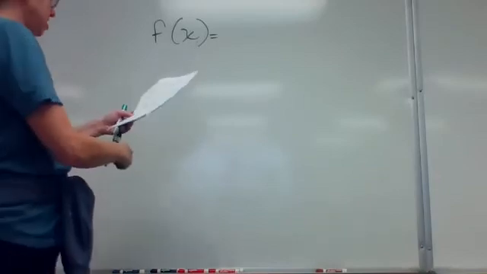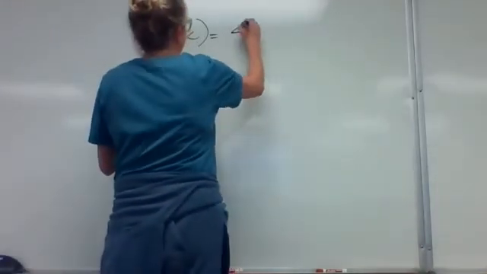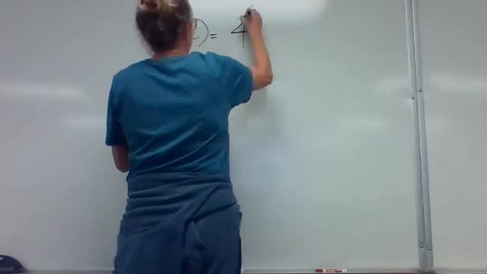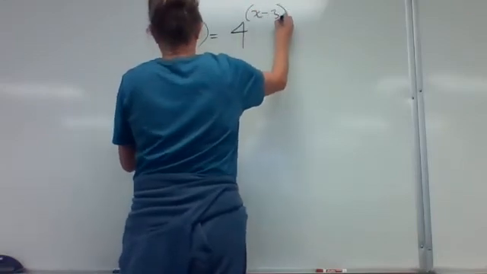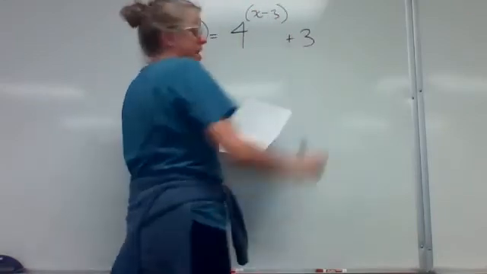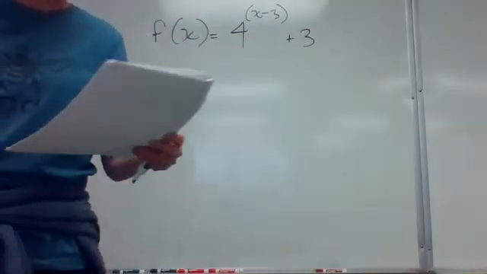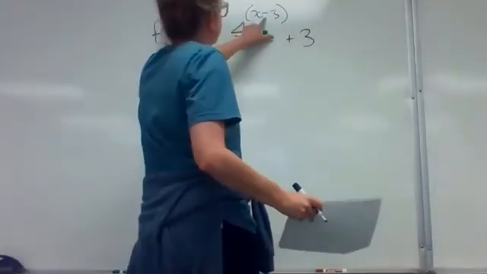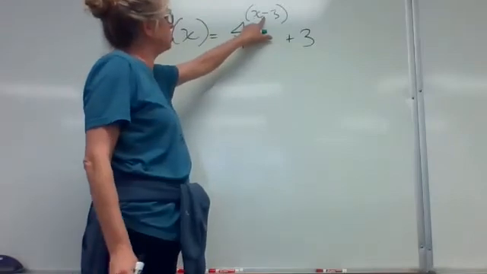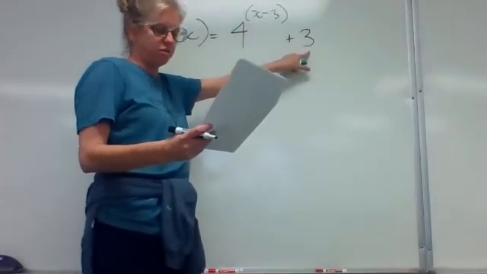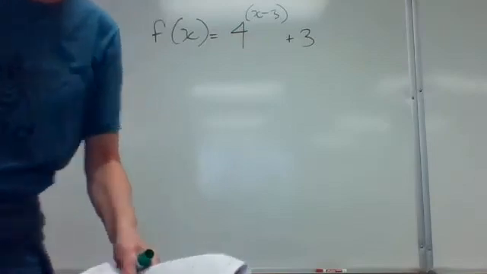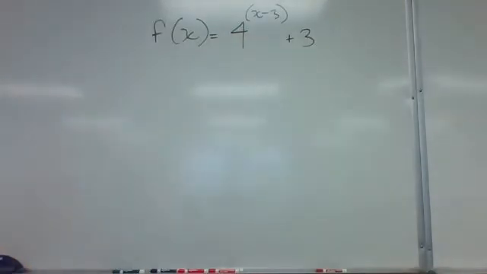Number 21, graph the function f of x equals 4 to the x minus 3 plus 3. So again, another shifting one. This one, the inside number is here, the outside number is here. So that's going to shift it to the right 3 and up 3. So you may be able to just look at those. If not, go to your y equals and put it in.